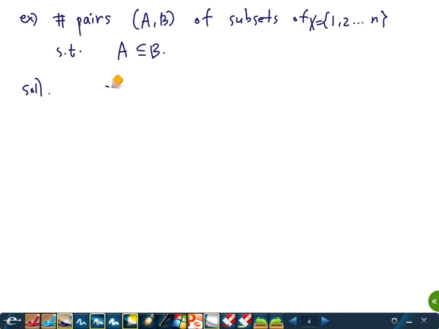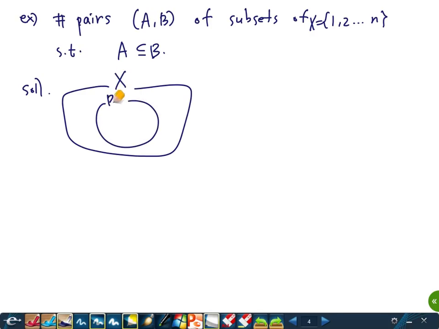So we can consider the Venn diagram. So X is here, and B is a bigger set. A is a smaller set, like that. So a Venn diagram will be drawn like this, okay? Because A is a subset of B. Now, there are three regions. Region for A, B minus A, X minus B. And for each element, 1, 2, 3, up to n, we have three choices. We can put that in this region, or this region, or this region.